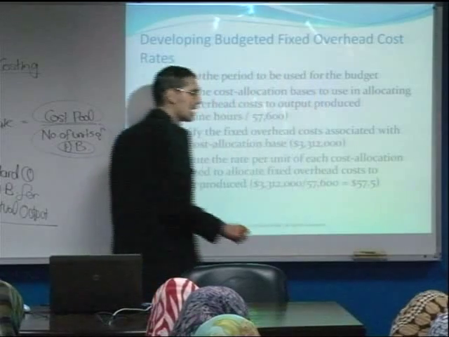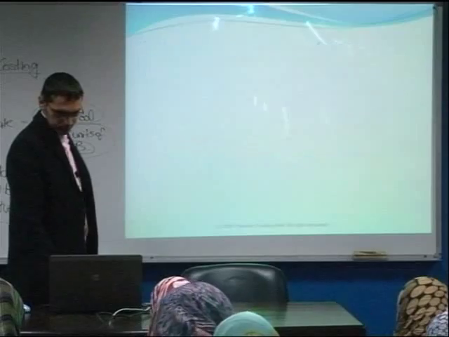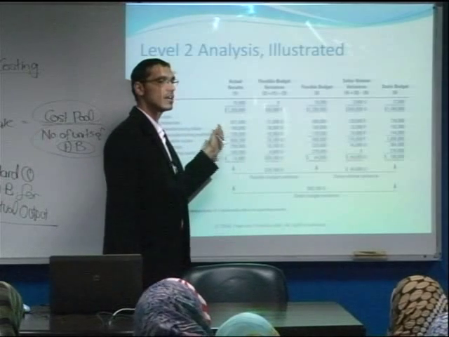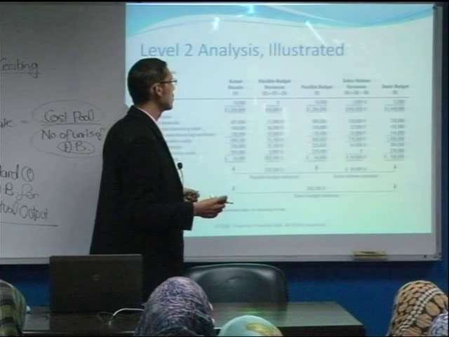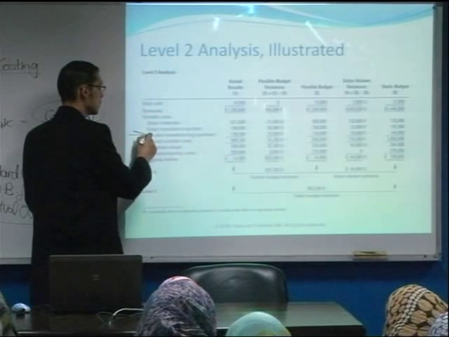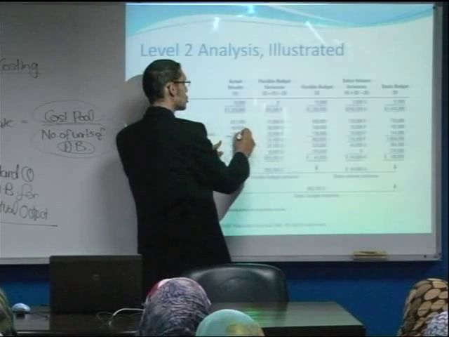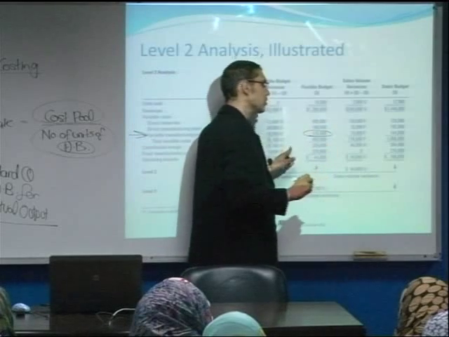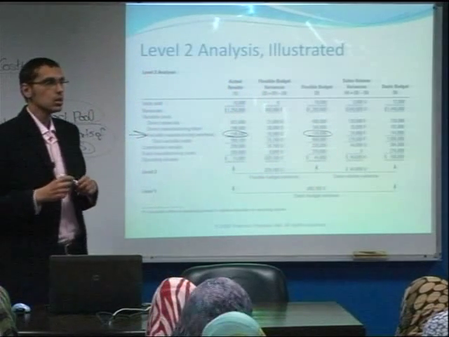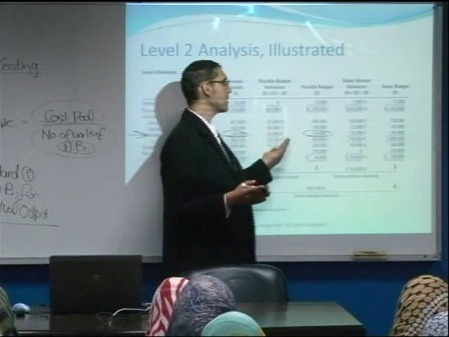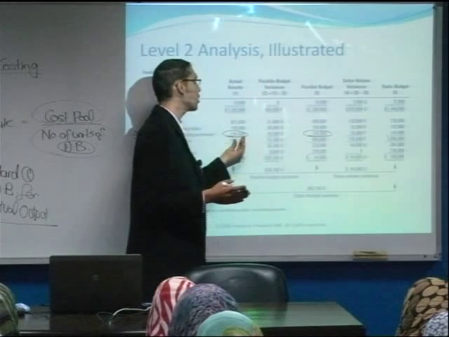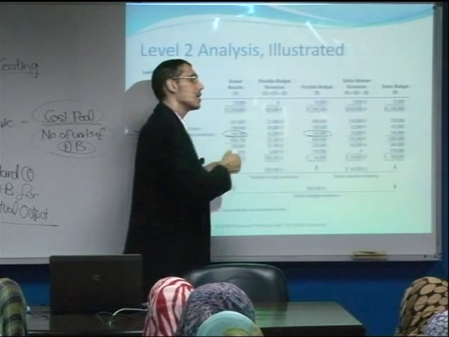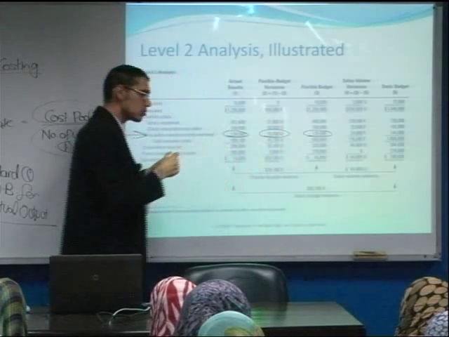According to our level 2 analysis that was done in chapter number 7, in the previous chapter, we have variable manufacturing overhead actual costs of $130,500, but according to our flexible budget, it should have been $120,000. As we can see, we should have incurred $120,000, but we have actually incurred $130,500, which is a larger amount than expected. Therefore, we would have an unfavorable variance of $10,500.